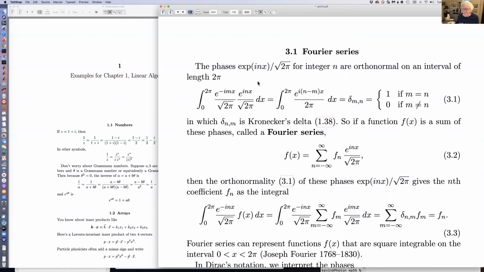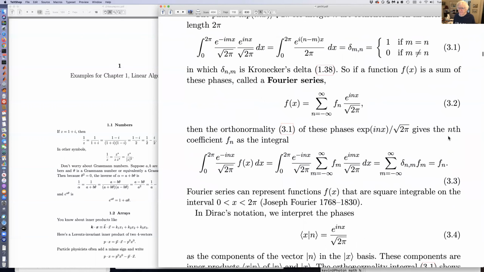So this is the fundamental integral for Fourier series. And if a function f is a sum of these phases, it's called a Fourier series. So f of x is a sum, n goes from minus infinity to plus infinity, f sub n e to the i n x over square root of 2 pi.